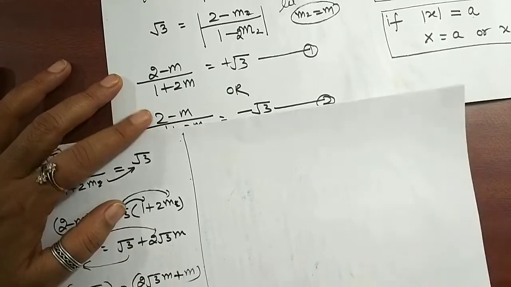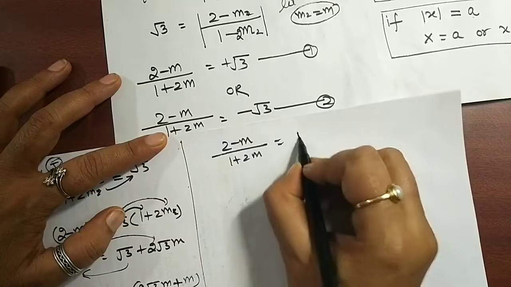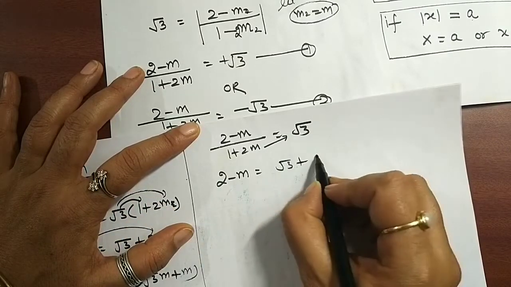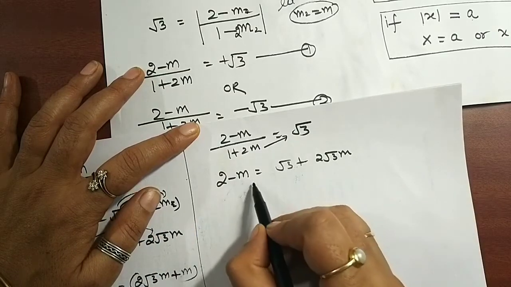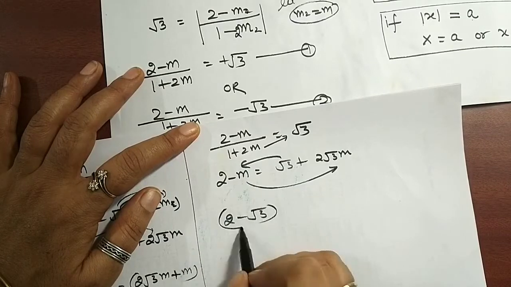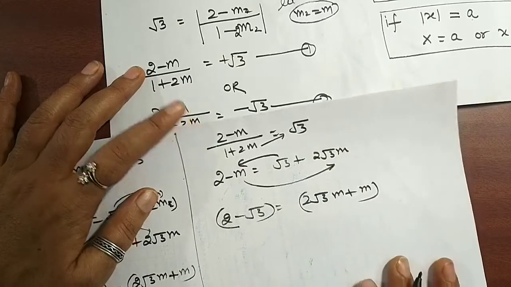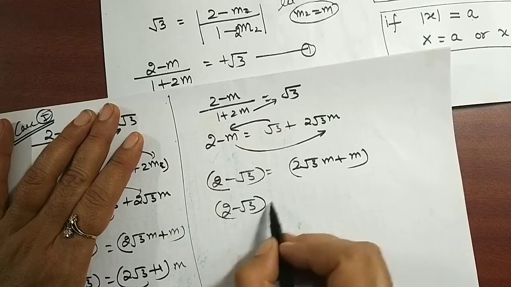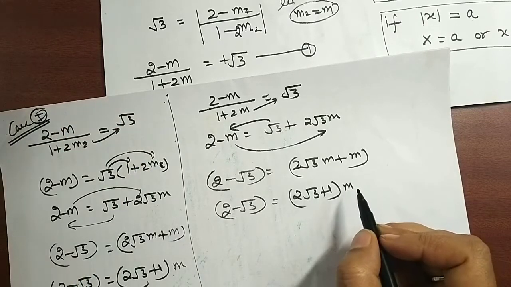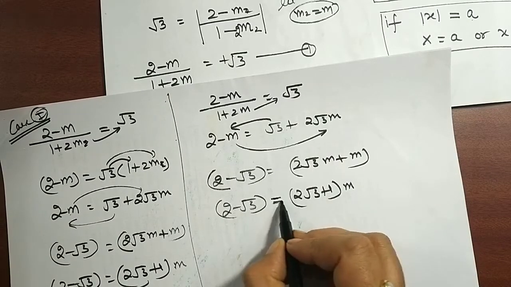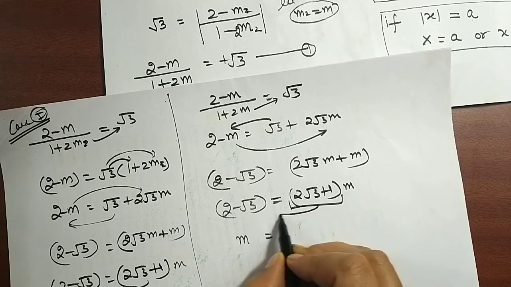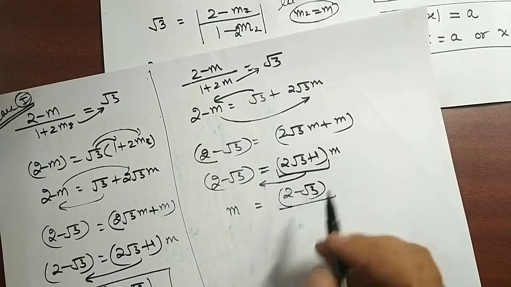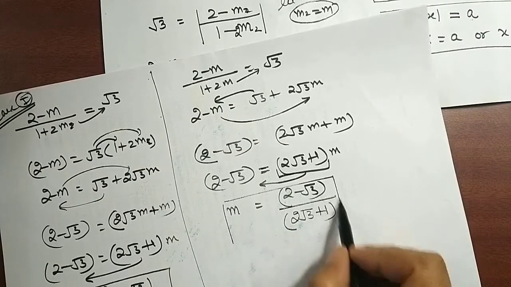Now let me try for case 2. So case 2 was 2 minus m by 1 plus 2m is minus root 3. So 2 minus m is minus root 3 plus 2 root 3m... I have to collect m values one side and the number the other side. So it will be 2 minus root 3 equals 2 root 3m plus m. What can I take common here, guys? M common. It will be 2 minus root 3 is equal to 2 root 3 plus 1 into m. So this whole thing I am sending to this side, so m will be 2 minus root 3 by 2 root 3 plus 1. So this is my m value.